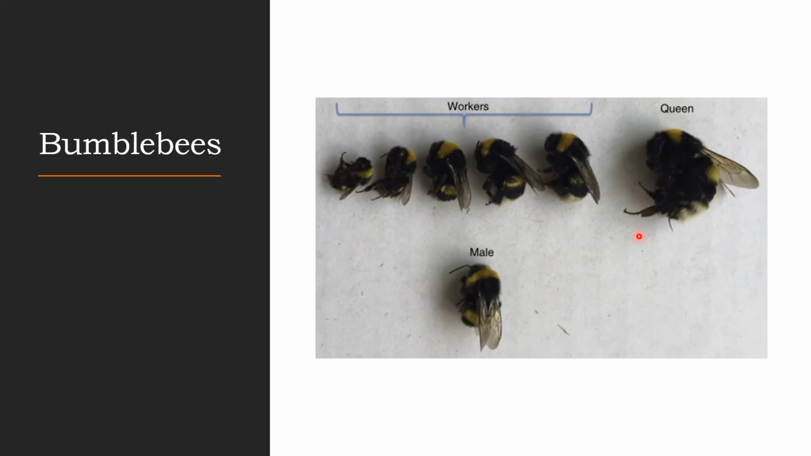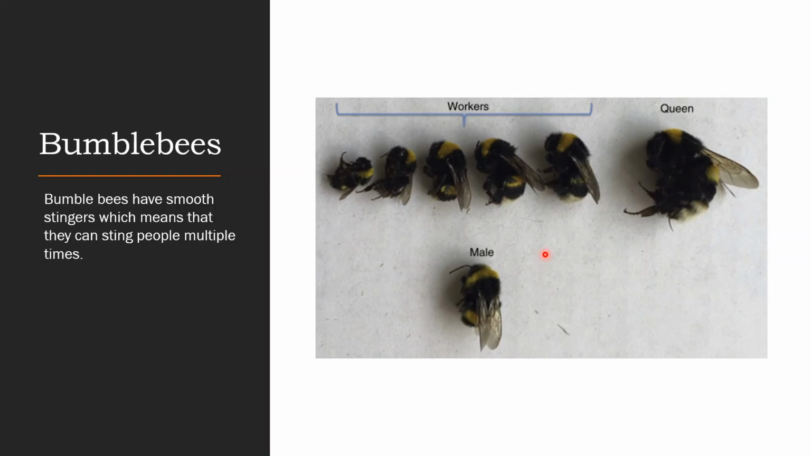And you can see the different sizes of bumblebees here. You have the worker bumblebees, which range in this size here. Then you have the queen, which is much larger than anything else. And then finally you have the male down here. And the male is about the size of the largest worker bee.